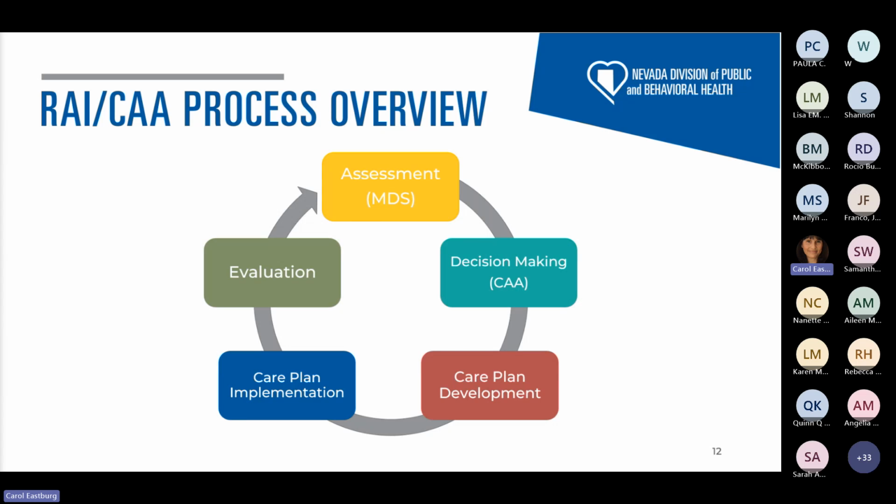This slide includes an overview of the process, beginning with the assessment at the top and moving clockwise through all the steps. Today, we're looking at decision-making via the CAAs, followed by care plan development.